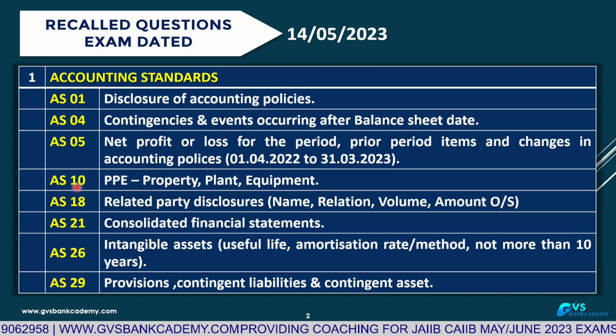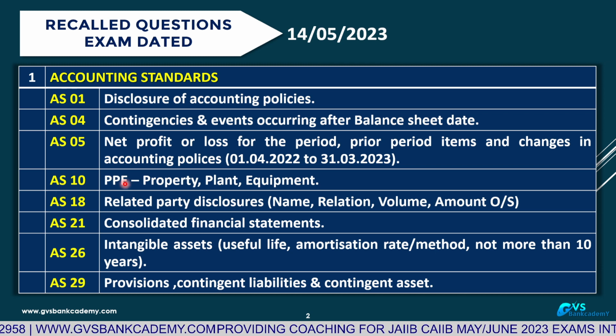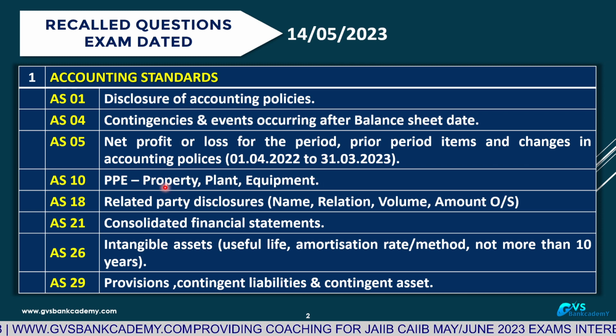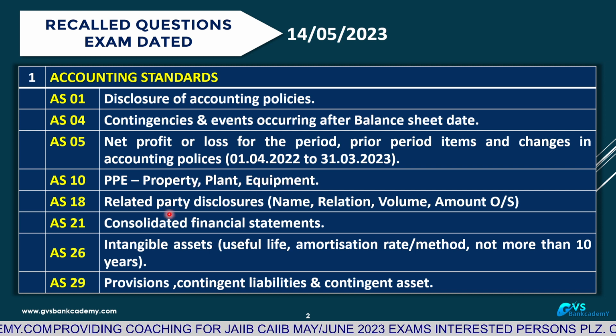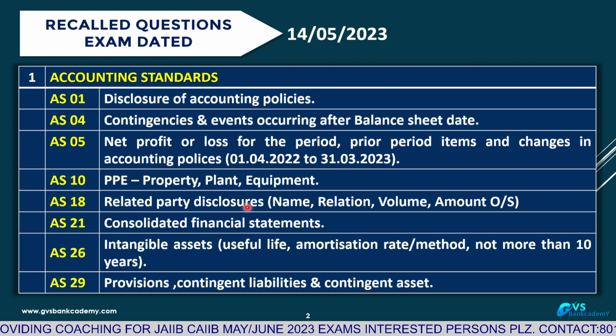Accounting Standard 10, property, plant, equipment, fixed assets, and also depreciation accounting. AS 18, Accounting Standard 18, related party transaction disclosures.